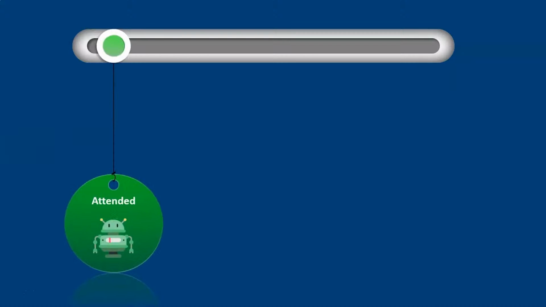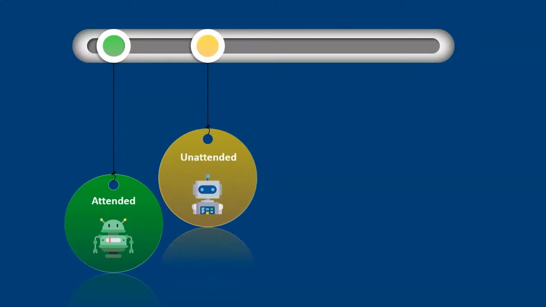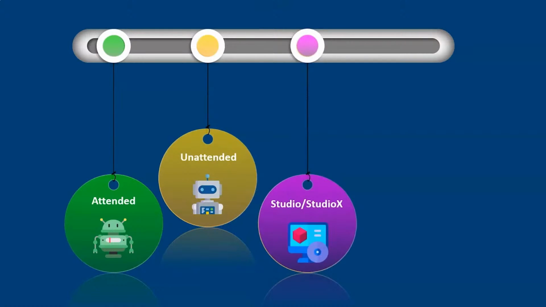The first is attended. This type of robot is activated by user events and operates at the same workstation as a human. Orchestrator is used with attended robots to provide a centralized process deployment and logging medium. Unattended. In virtual environments, robots can run unattended and automate a variety of processes. The orchestrator is in charge of remote execution, control, scheduling, and support for work queues in addition to the attended robot capabilities.